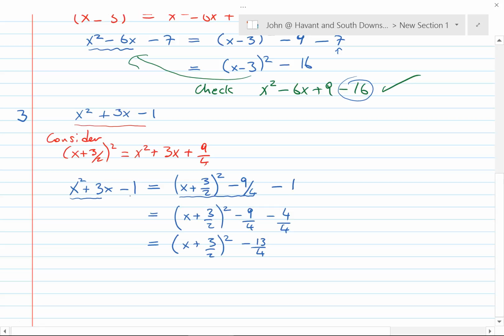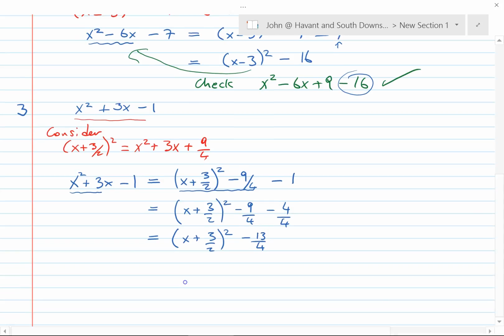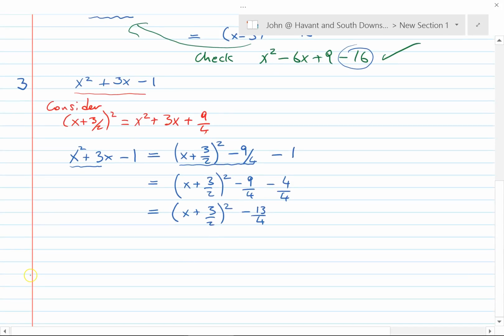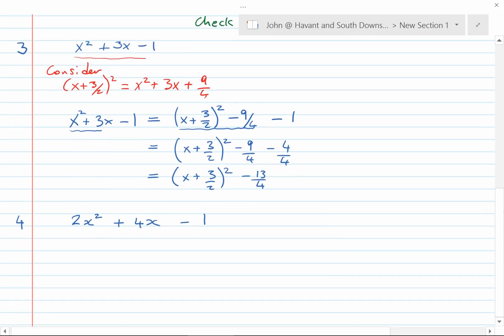Okay, let's go up the difficulty a bit. What to do if we have a number in front of the x squared? In other words, a is not equal to 1. That can also be an added complication.